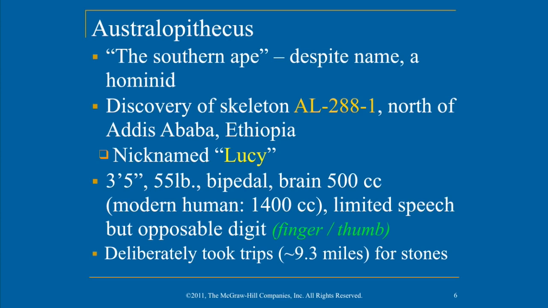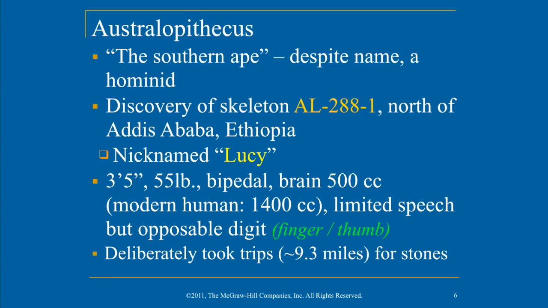Their brain being smaller meant that they had limited speech, and they also had lower centers of judgment and other sorts of things that we associate with a very large brain as a modern human has. But these limited speech patterns actually helped them in the long run because they didn't really need complex speech when you're just wandering around looking for food. They did have one significant advantage over other animals of the time. They had an opposable digit, the finger slash thumb.